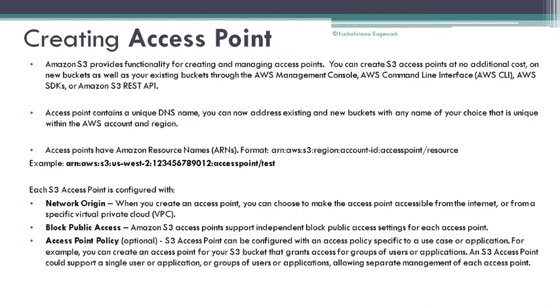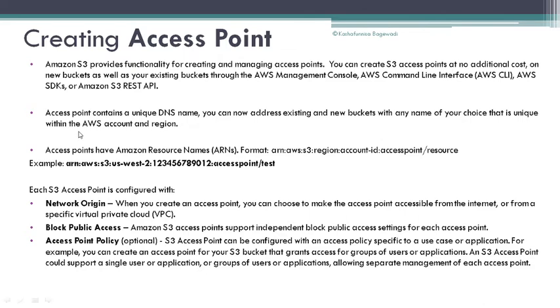Access point policy. This is optional. An S3 access point can be configured with an access policy specific to a use case or application. For example, you can create an access point for your S3 bucket that grants access for groups of users or applications. An S3 access point could support a single user or application, or groups of users or applications, allowing separate management of each access point.